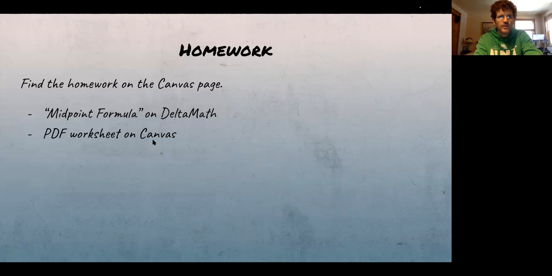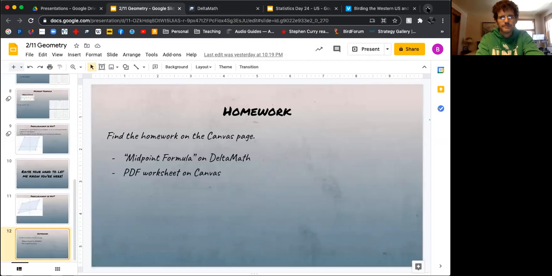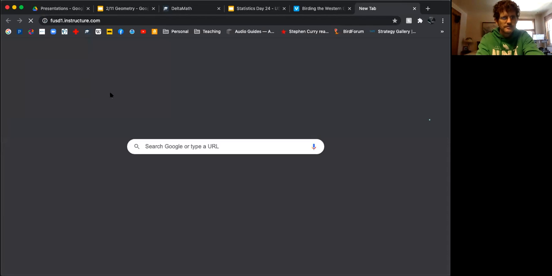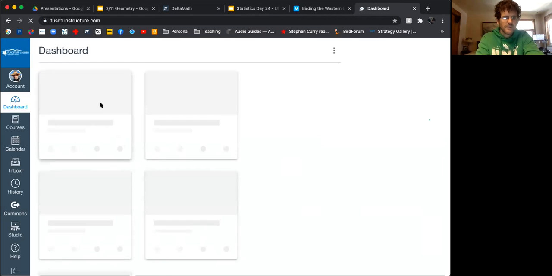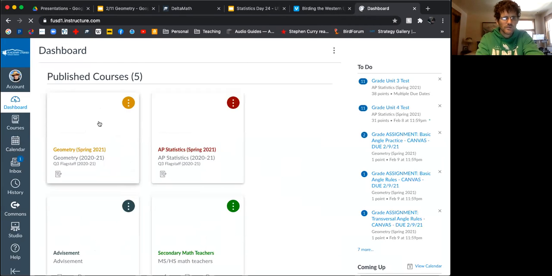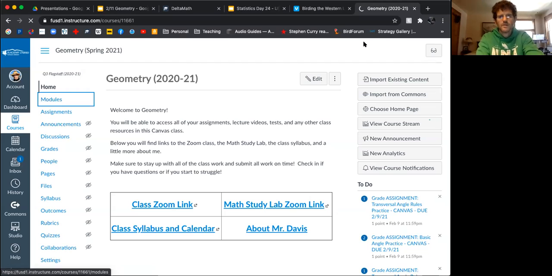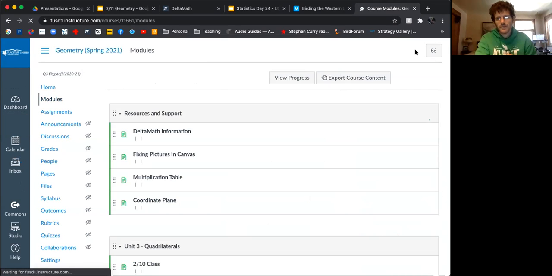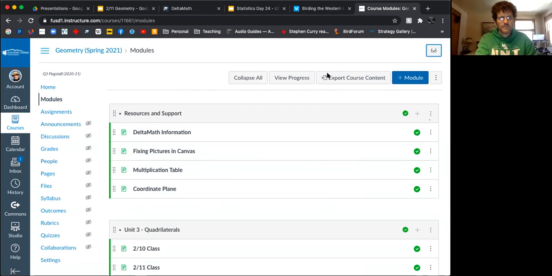Let me jump over to the, I don't have it pulled up yet. I did have it pulled up and then I lost it. If I go to the modules, for today, you'll see both of them, and I'll make sure I'm in student view so that it looks the same. There you go. Sorry about that.